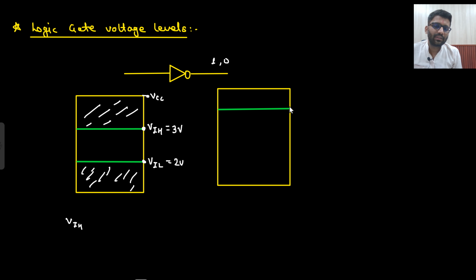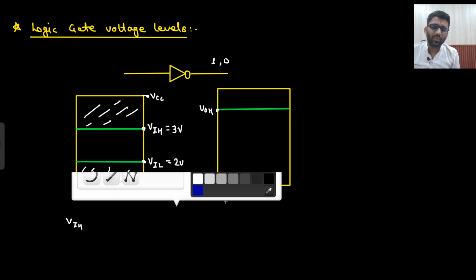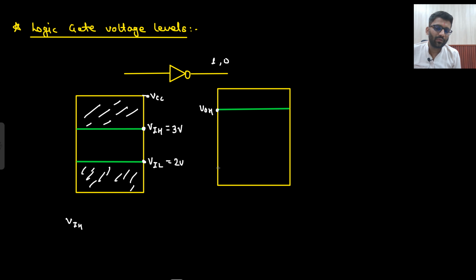This will be your VOH. Here I will write. This will be your VOH. And this will be your VIL. Now why, sorry, VOL. Now why I am making them lesser, like why this band is lesser, you will understand. This is what is called noise margin only. So that you will understand. Don't have a doubt about why this band is more, why this band is less. No need to worry about that.